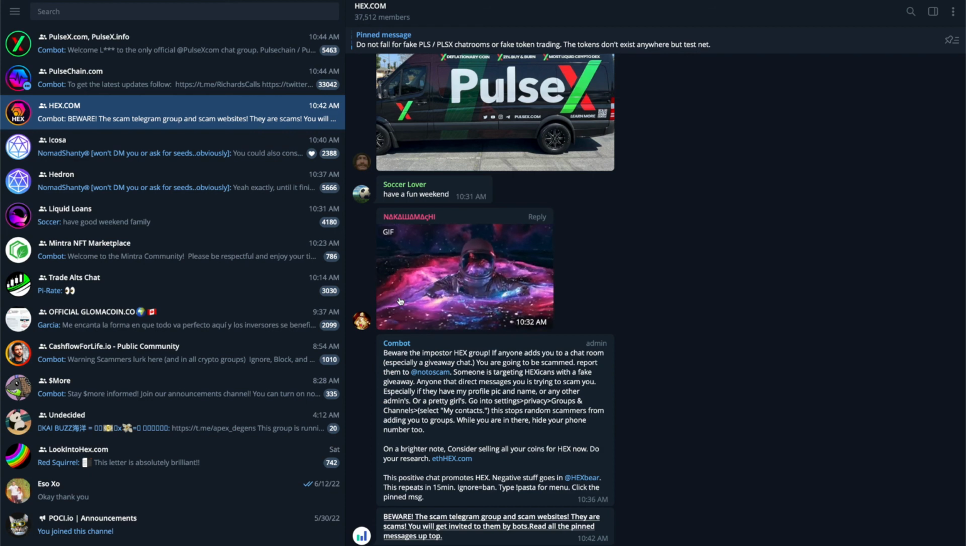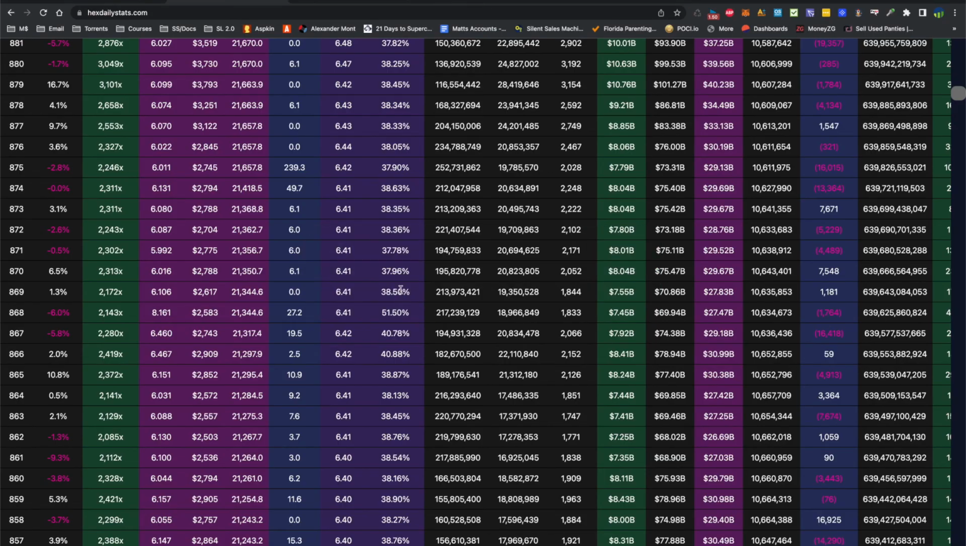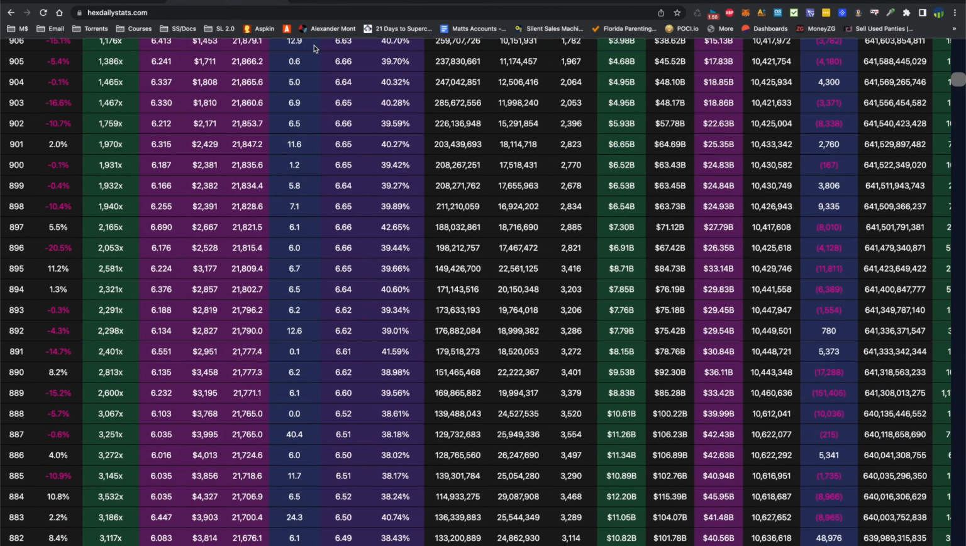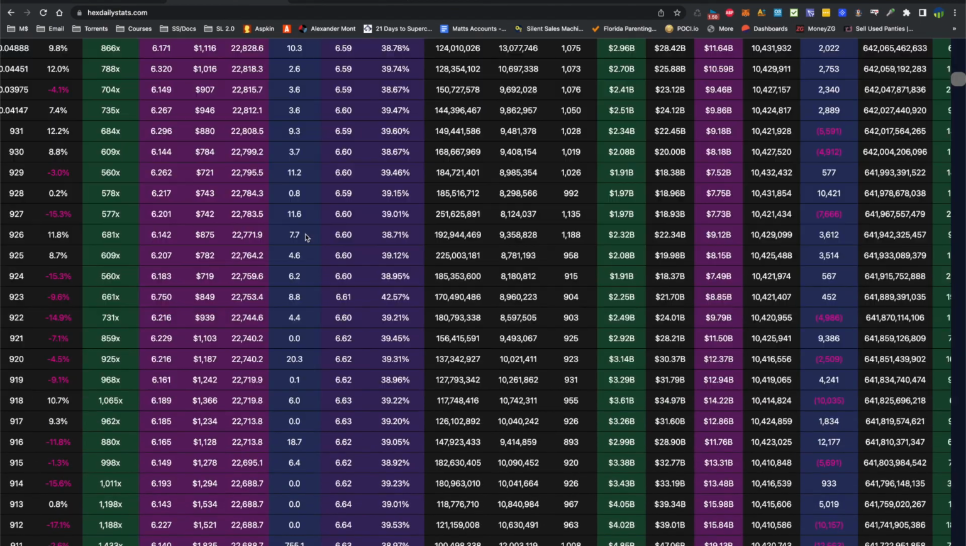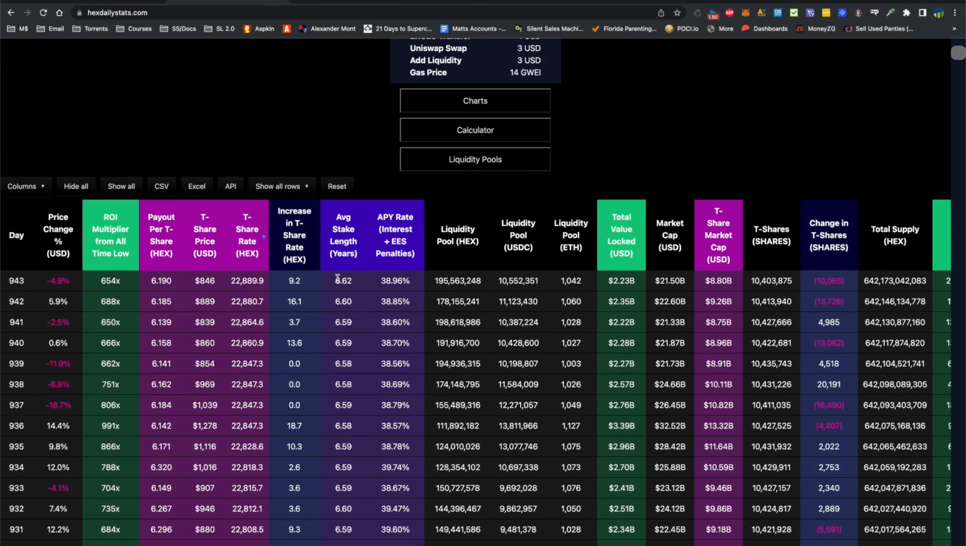You got the math that's backing HEX. The T-share rate goes up every day. And the average stake length, I think, is just over 6 years as well. So that means people on average are locking up their HEX for 6 years. Yeah, right here. This has been going up too.